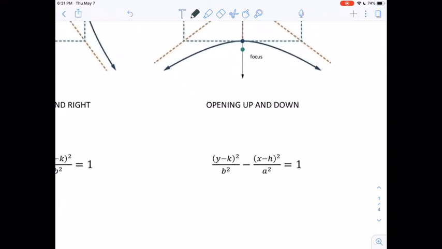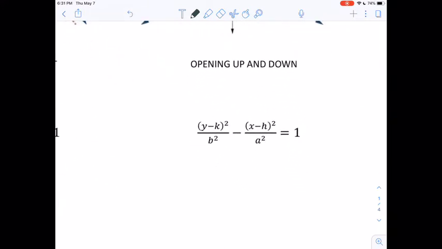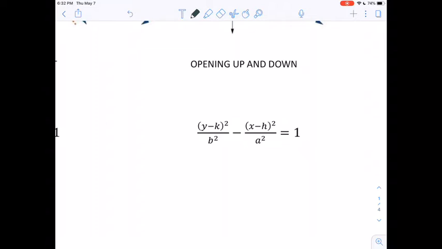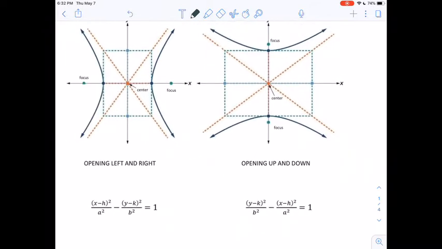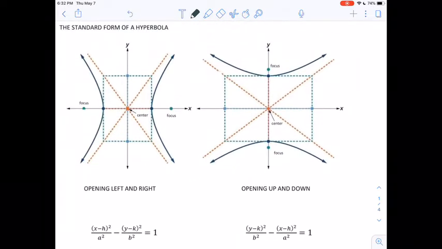And then notice how this one's a little bit different. So I'm subtracting the x instead of subtracting the y, and the A is still underneath the x. So I'm not switching the A and the B, I'm just switching the x and the y. Okay, so now my parabolas that are repelling each other, my hyperbola is going away from the x. So we're subtracting the x, my hyperbola is going away from the x, so they're opening up and down.